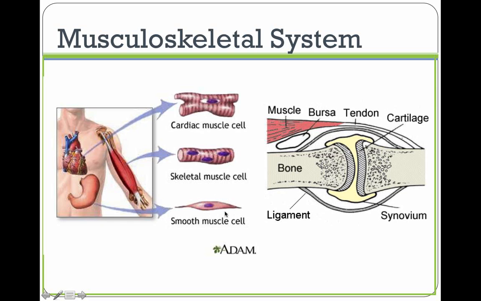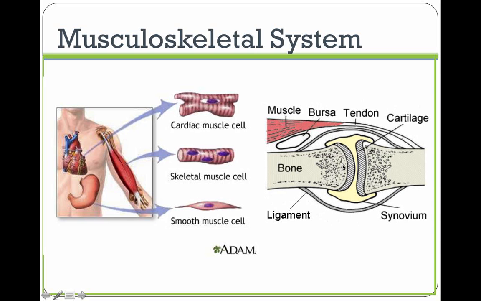Smooth muscle cells, on the other hand, are involuntary, and those are found inside your major organs. So your stomach churns food to help break it down, but you don't think about moving your stomach. It does it on its own. That's involuntary movement.